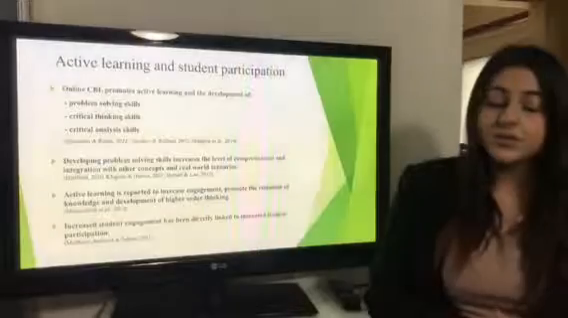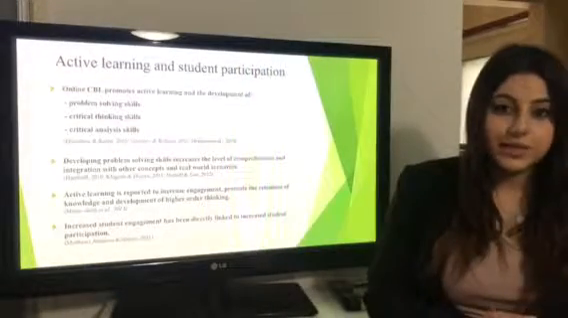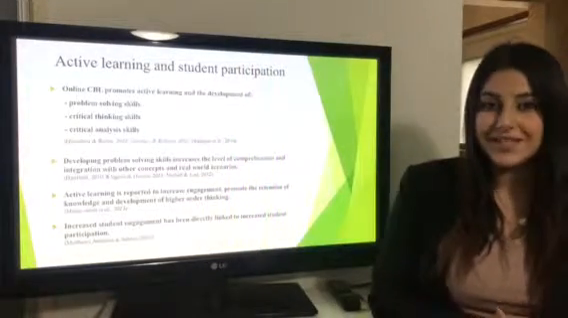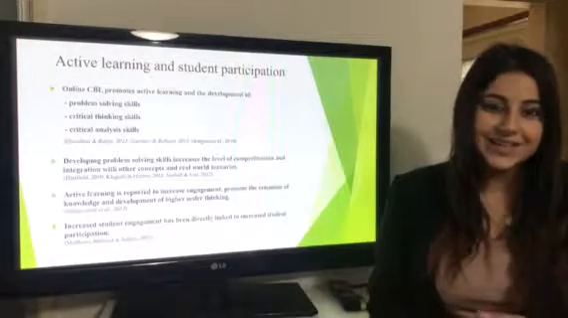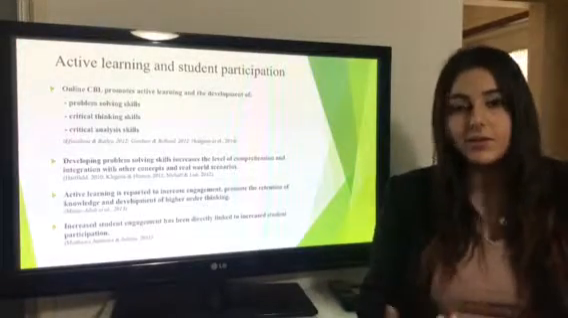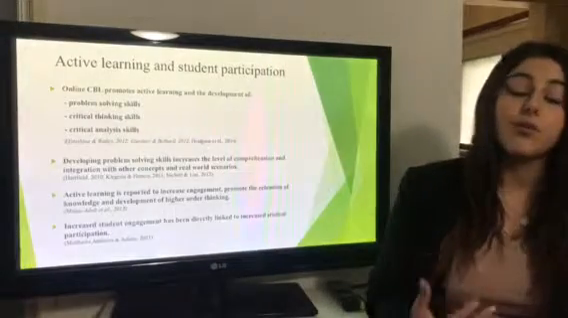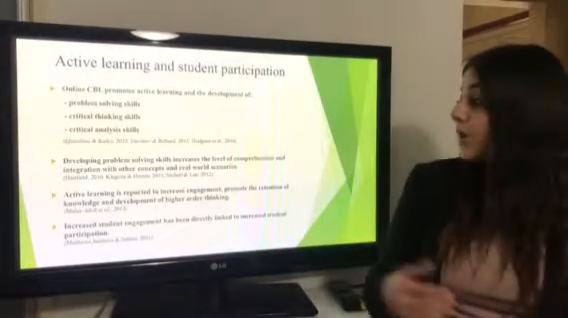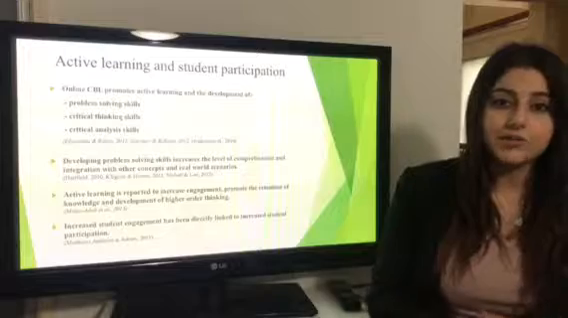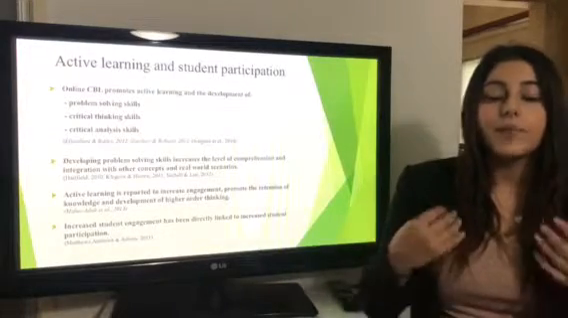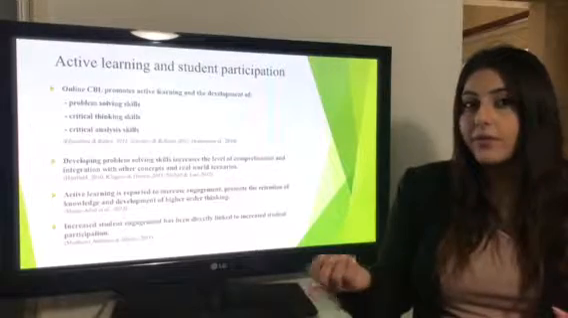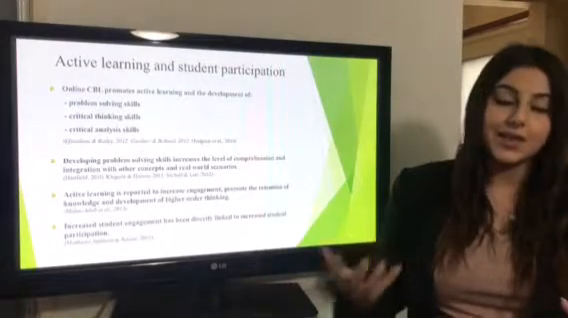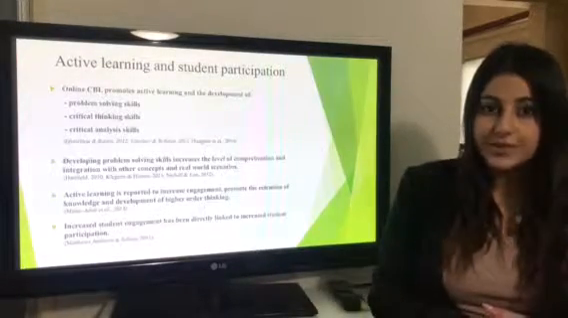Now, the increased student engagement has also been linked to increased student participation. All over America, student participation and attendance at a tertiary level is a known issue due to some classes not being compulsory. So, if by improving student engagement, by allowing them to participate in these online case studies, we may also be able to increase their participation and their attendance, which is an extra bonus.